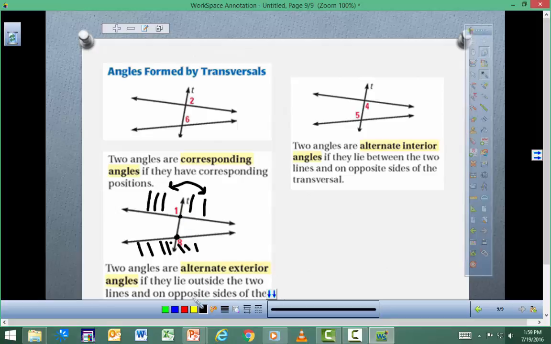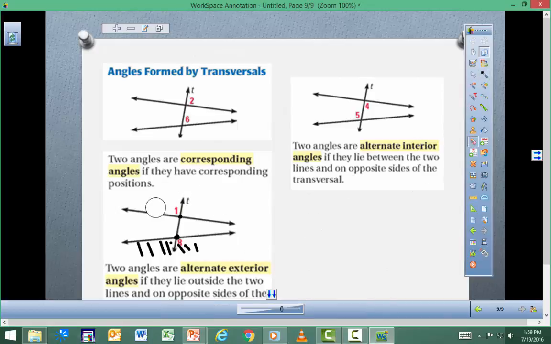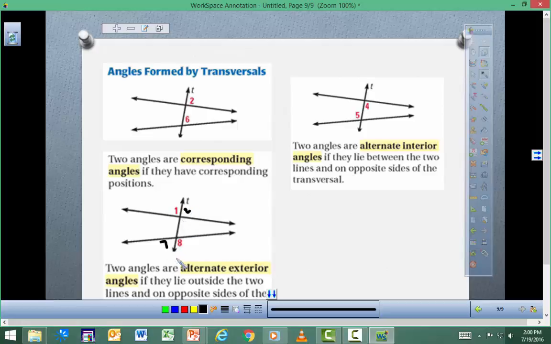So 1 and 8 are alternate exterior angles, but I might add, there would be another pair of angles that would be alternating. And that would be this pair here. We call this angle 2, call this angle 7. 2 and 7 would also be alternate exterior angles.